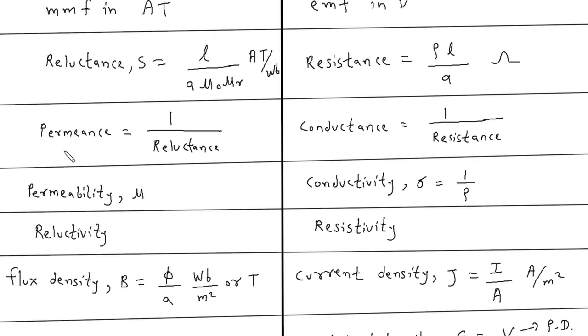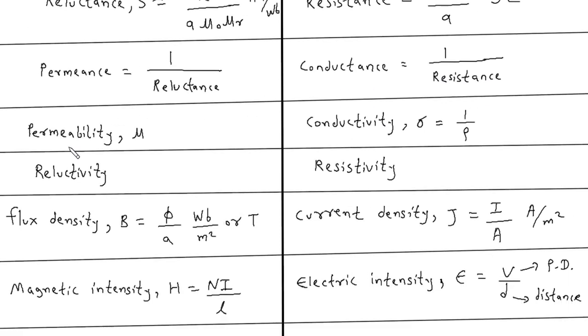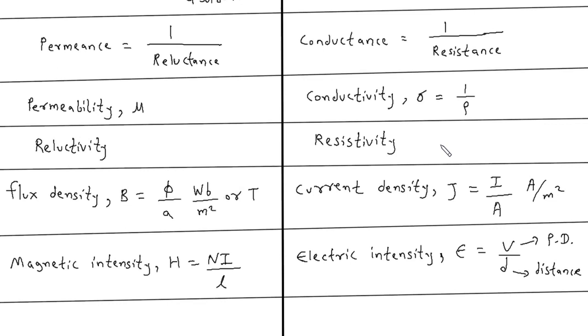In a magnetic circuit, permeance is equal to 1 upon reluctance. And in an electric circuit, conductance is equal to 1 upon resistance. In a magnetic circuit, permeability is denoted by mu, and in an electric circuit, conductivity is denoted by sigma, which is equal to 1 upon rho. In a magnetic circuit, reluctivity, and in an electric circuit, resistivity is there. They both resemble.